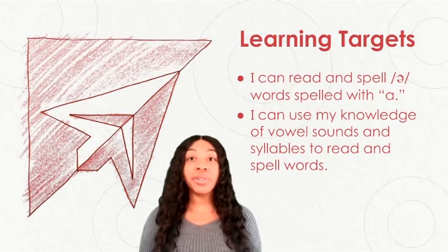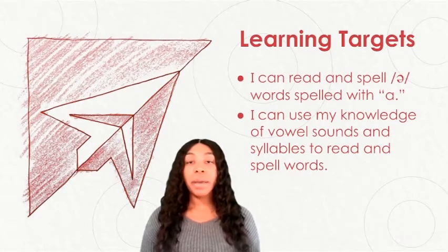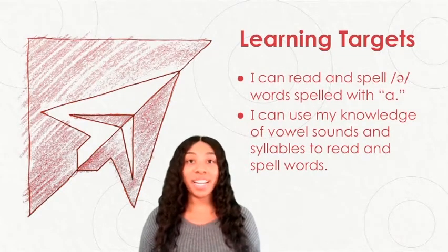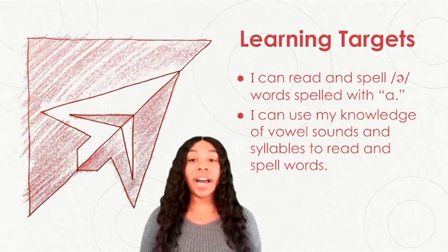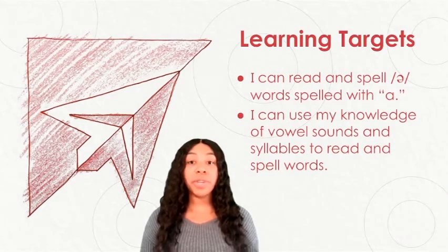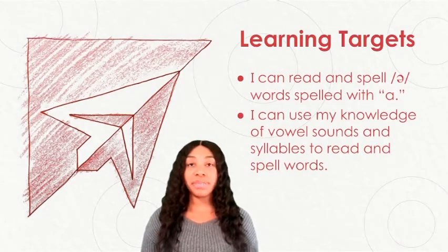We have two new learning targets for today. Please follow along with me as I read them. Our first learning target says, I can read and spell a word spelled with A. The second learning target says, I can use my knowledge of vowel sounds and syllables to read and spell words.